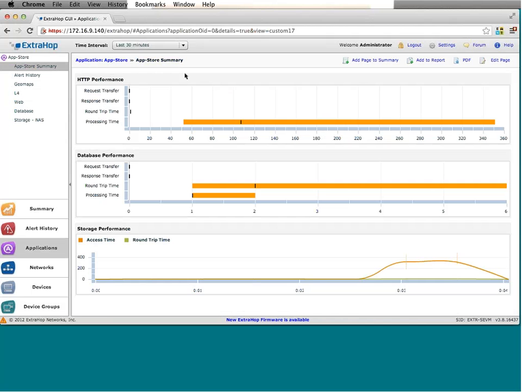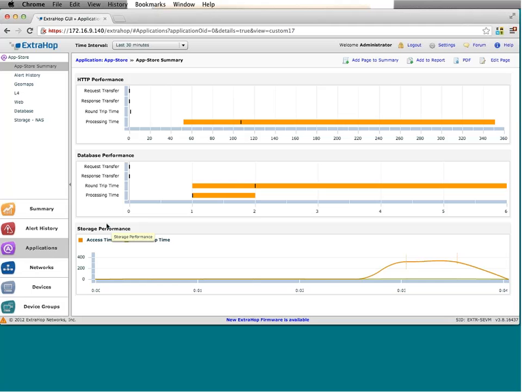So for example, what I'm showing here is a sample application, an app store, and we are looking at performance for the web tier, the database tier, and the storage tier. And for each one of those tiers, we are showing the processing time, so the time spent just kind of chewing on the request and putting together a response, as distinct from network time. So round trip time is a measure of network latency, and then request and response transfer time are the time that those requests took to traverse the network.